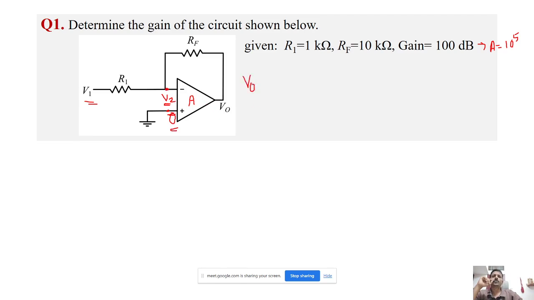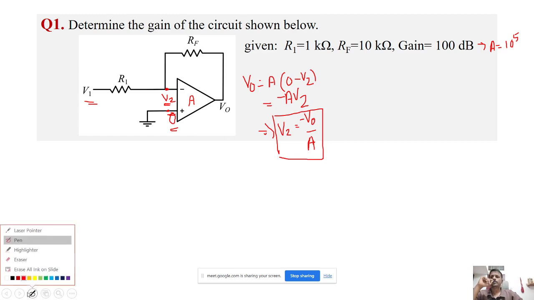V0 will be equal to the gain A times the non-inverting terminal voltage, that is 0, minus the voltage at the inverting terminal, that is V2. So it will be equal to minus A into V2. From here we can say V2 is equal to minus V0 by A. So that is what we have understood, the voltage V2 in terms of V0.